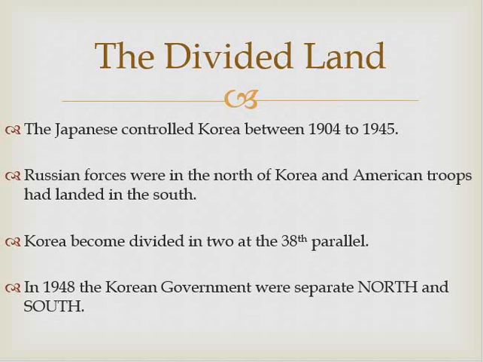The divided land. The Japanese controlled Korea between 1904 and 1905. At the end of the Second World War, Korea was in a situation similar to Germany. Russian forces were in the north of Korea and American troops had landed in the south. Korea became divided into two at the 38th parallel.